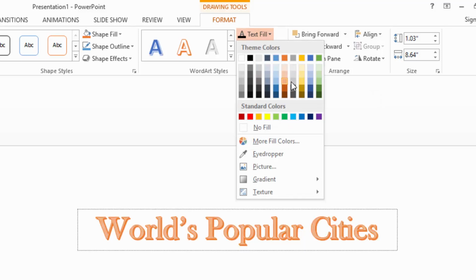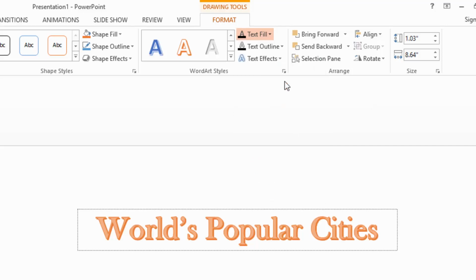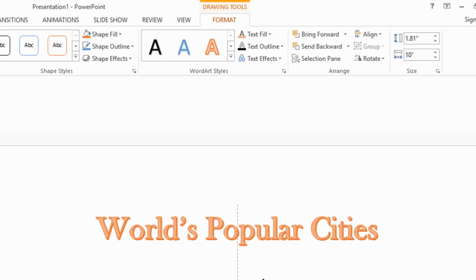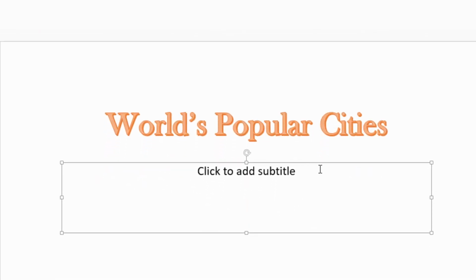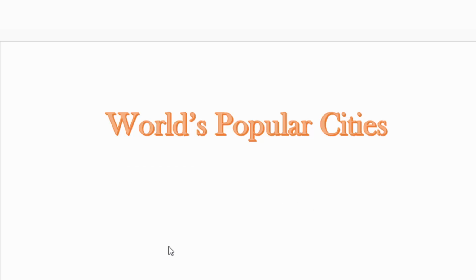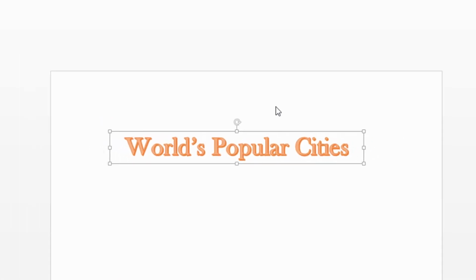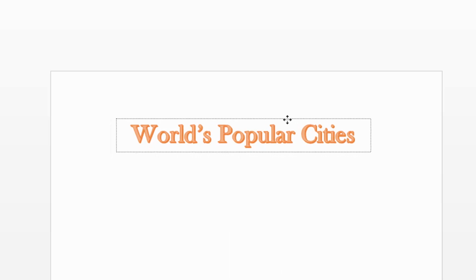Let me just use that one. It is orange. That is a nice font. Then this box here, I don't need it, so I will just point to the border of this box, click it, then press the delete key on the keyboard. So I am only remaining with the title here for the presentation, and I have removed the other text box.